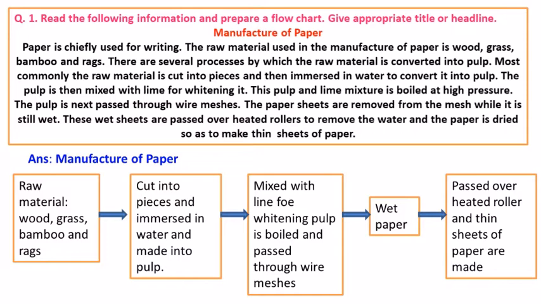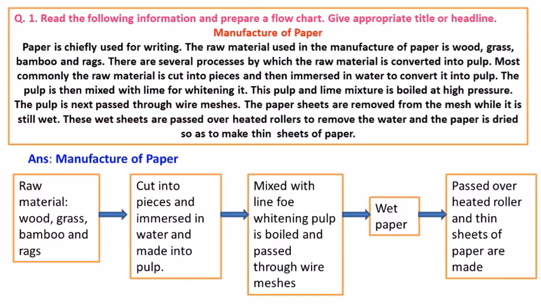In the answer you can find how we have prepared a flow chart of manufacturing of paper. In the first box we have mentioned raw materials. Which are the raw materials? Wood, grass, bamboo, and rice. These are the raw materials. And the second box is: cut into pieces, immersed in water and made into pulp. This is the second process of manufacturing of paper.